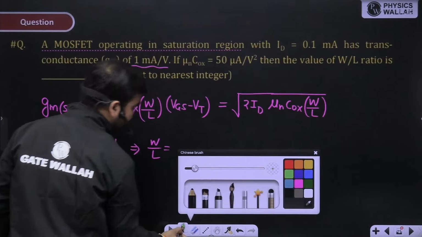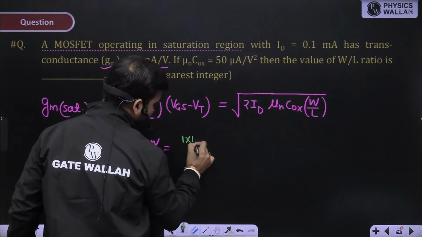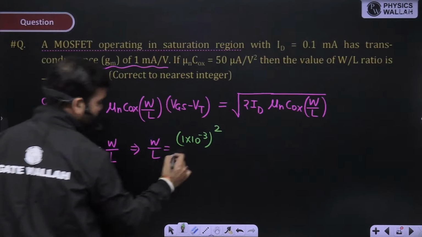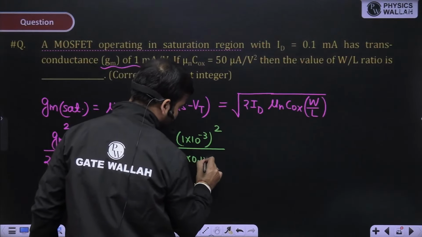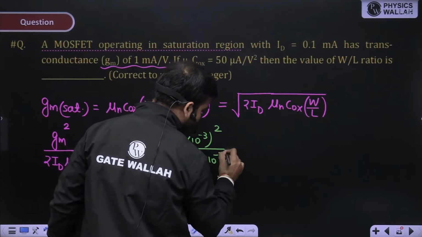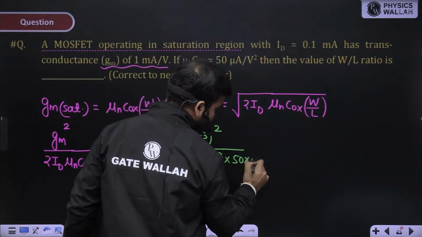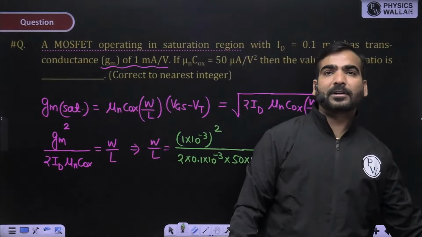Meaning W by L will be equal to gm square upon 2 ID mu n Cox. What is gm? gm is given in the question as 1 milliampere per volt. 1 milli means 1 into 10 to the power minus 3. Its square, gm square, upon 2 into ID, which is 0.1 milliampere, into mu n Cox, which is 50 micro. Micro means 10 to the power minus 6. This will be the answer for W by L.